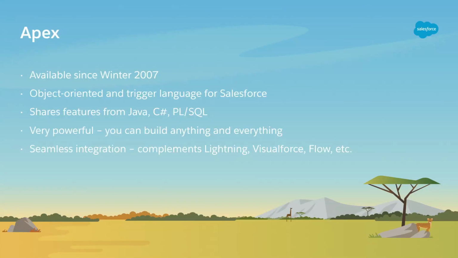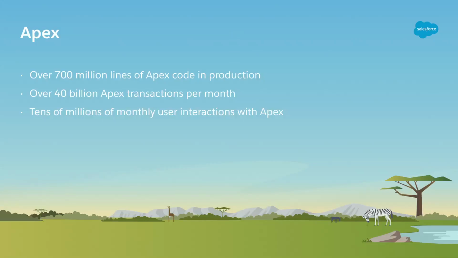Now that I've introduced Apex, let's give some real stats about how prevalent Apex actually is. We have over 700 million lines of Apex code in production today. We have over 40 billion Apex transactions per month. And of this, and we're counting really, really conservatively, tens of millions of distinct users interact directly with Apex. So you can see just how prevalent Apex really is. And it's going to continue to grow.